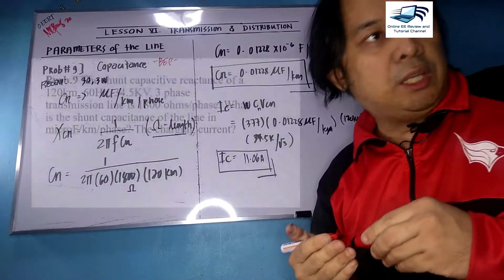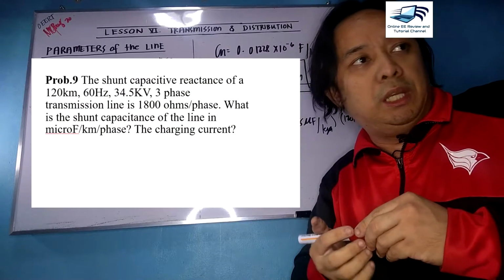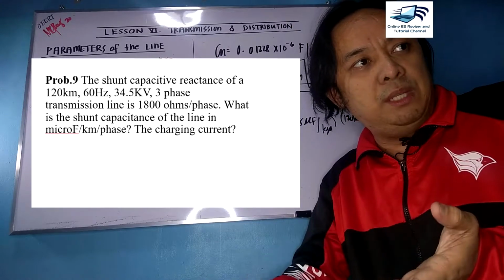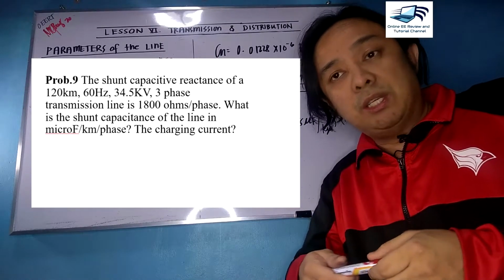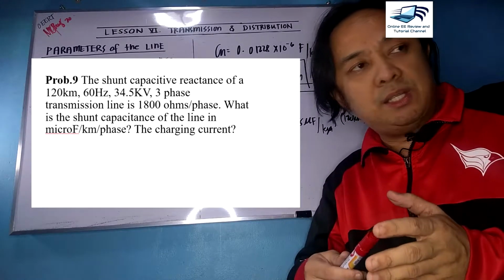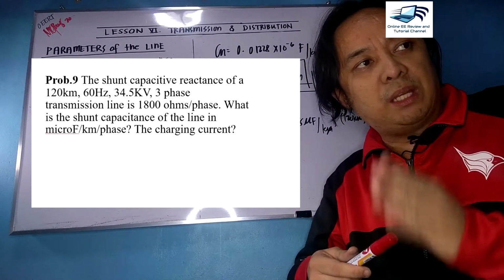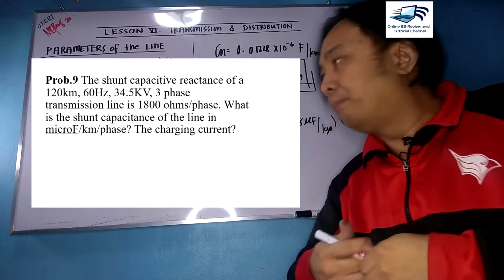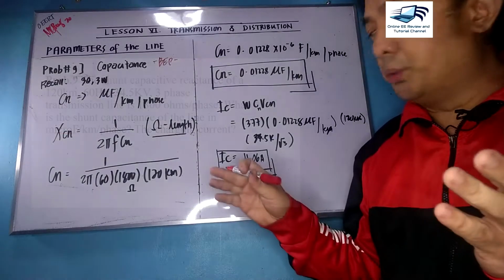Okay, the shunt capacitance of a 120 kilometer, 60 Hz, 34.5 kilovolt, 3-phase transmission line is 1,800 ohms per phase. What is the shunt capacitance of the line in microfarad per kilometer per phase basis, and the charging current as well? Okay, this is the solution.